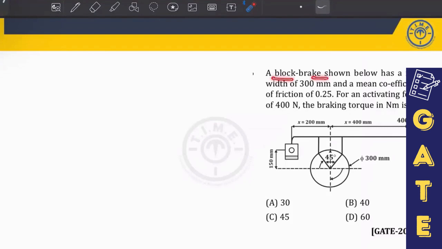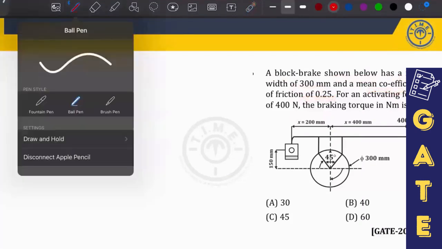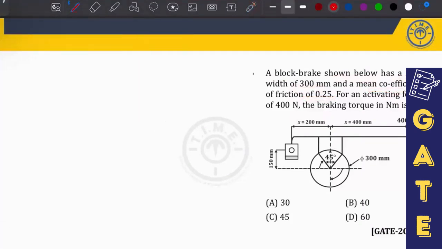A block brake shown below has a face width given and a mean coefficient of friction. Okay, so everyone please focus on the screen. The coefficient of friction is given as 0.25. The actuating force, that means the force acting at this end of the lever, is nothing but 400 Newton. So they have given all these dimensions.